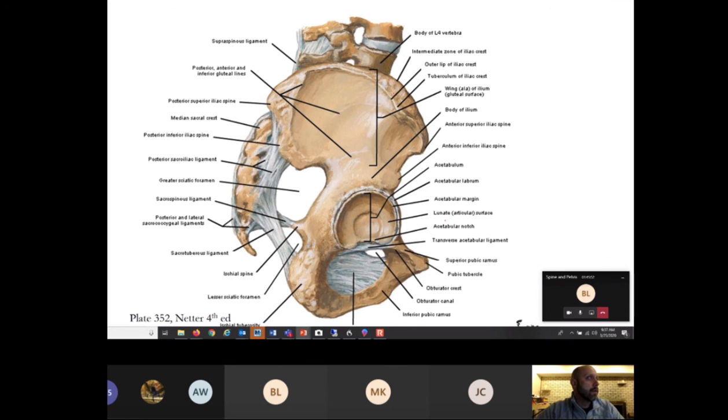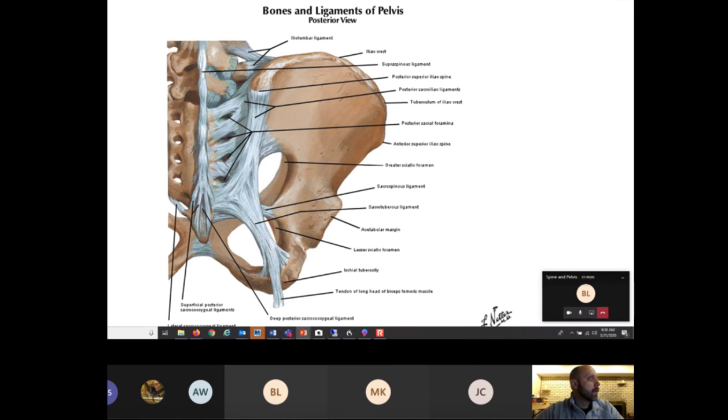Oh, the other thing regarding the exam, if you can look at all of these landmarks and describe what's where, I think you guys are all going to be just fine with that. Any questions about osseous landmarks of the pelvis?